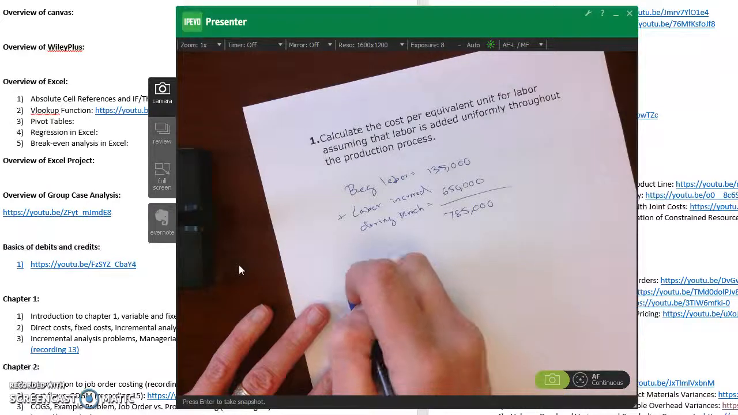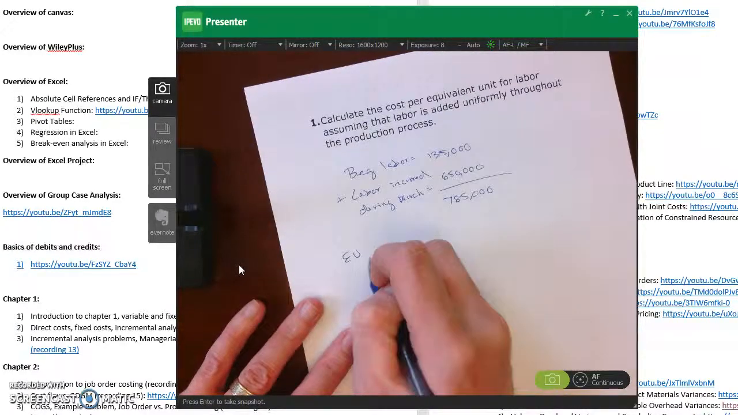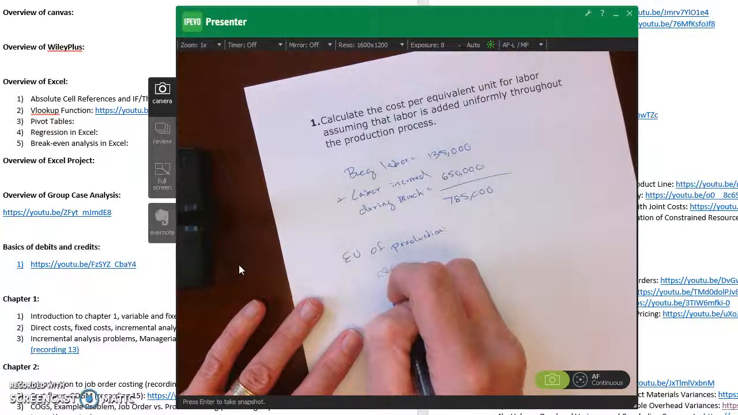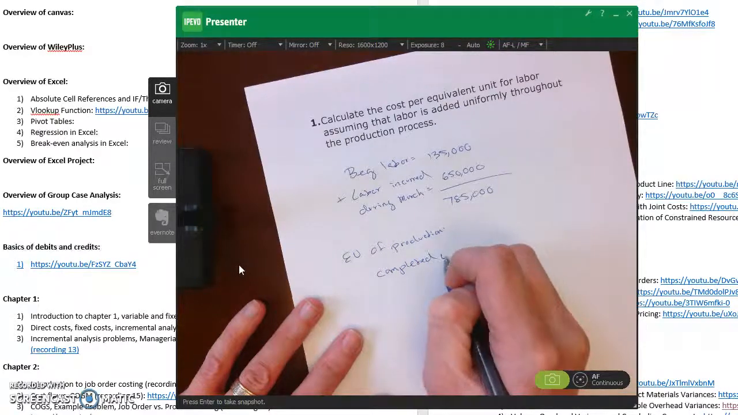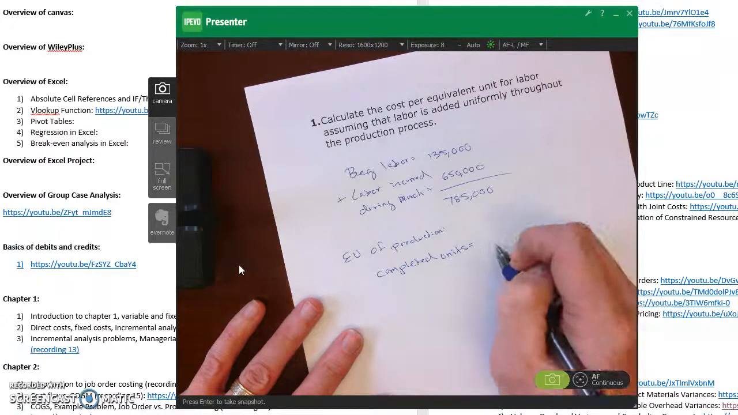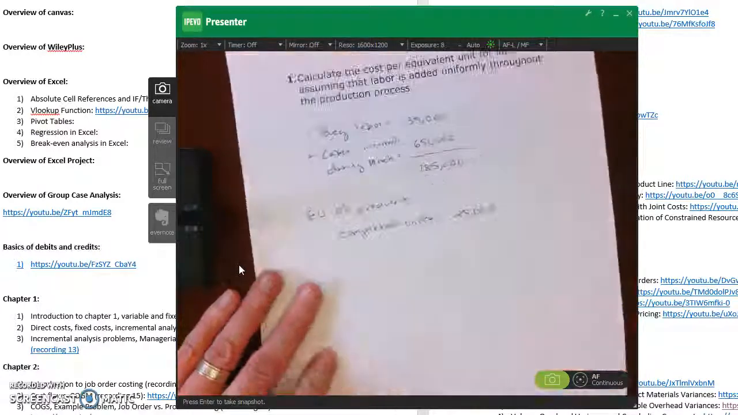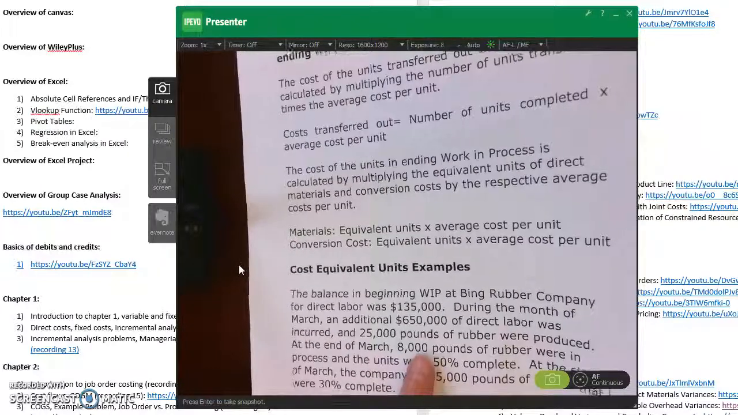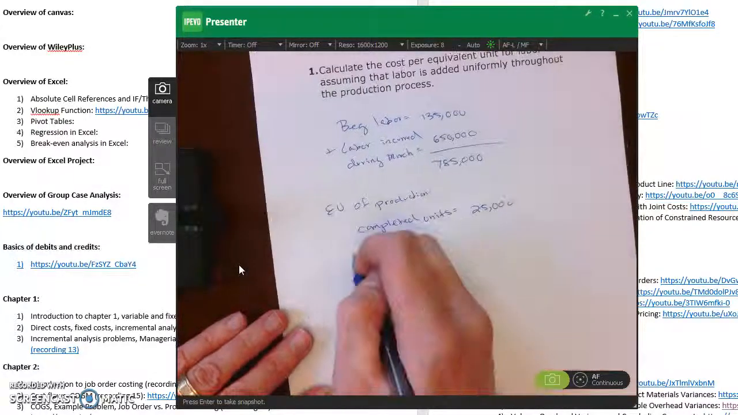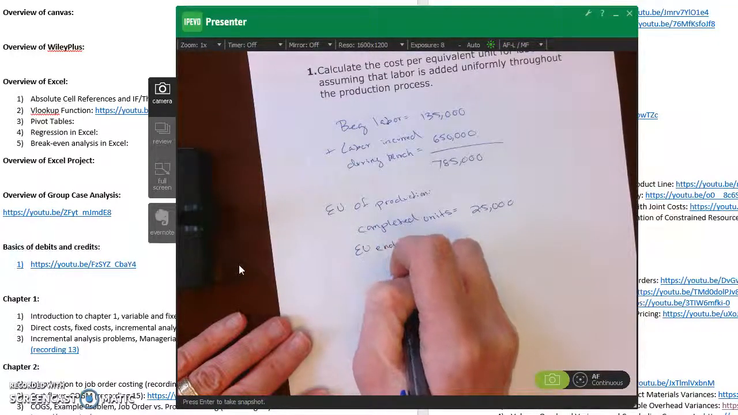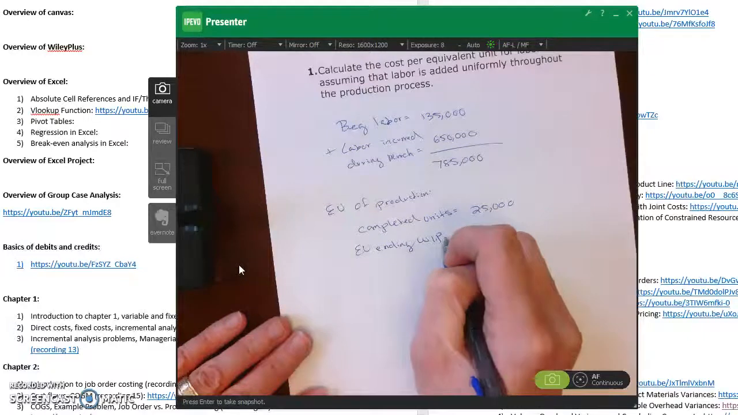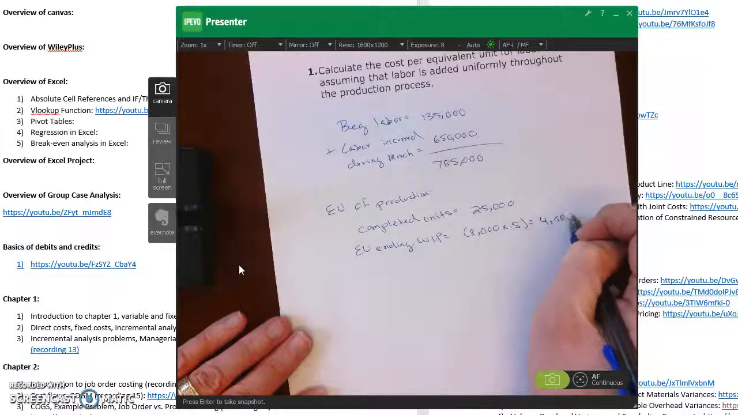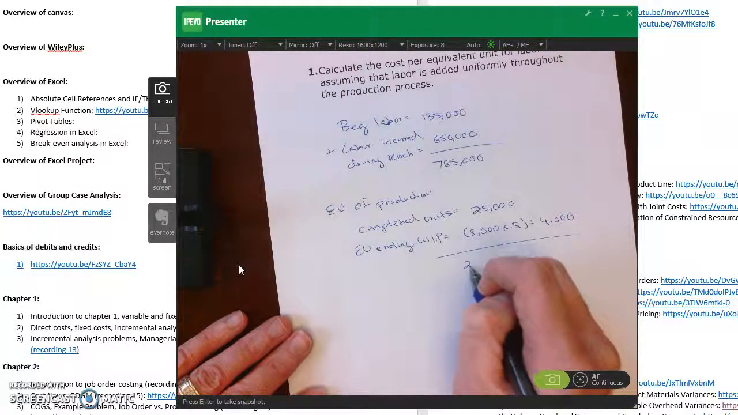Then we have to say our equivalent units, EU, equivalent units of production. So we'll say completed units, which is given to us, and that's going to be equal to our 25,000 pounds of rubber, right? How many units were in ending WIP? 8,000 pounds. They were 50% complete, so the equivalent units in ending WIP is 8,000 times 50%, which gives me 4,000. So we have equivalent units of production equal to 29,000.